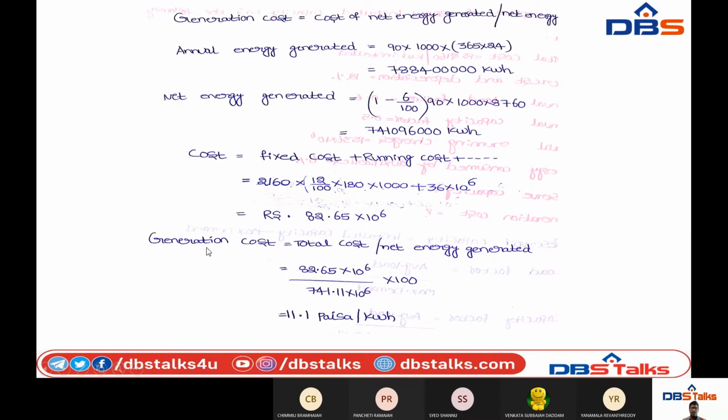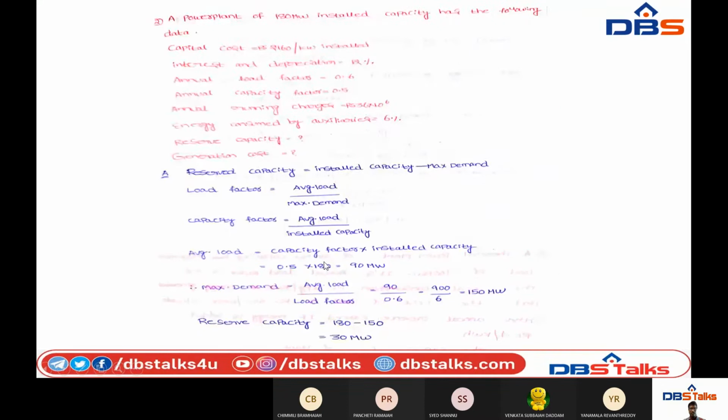Then generation cost. Generation cost is found by using total cost divided by net energy generated. The total cost we already found, that is 82.65 into 10 power 6, divided by the net energy generated, that is 741.11 into 10 power 6 kilowatt hours, into 100, and we get 11.1 paisa per kilowatt hour. It is the generation cost.